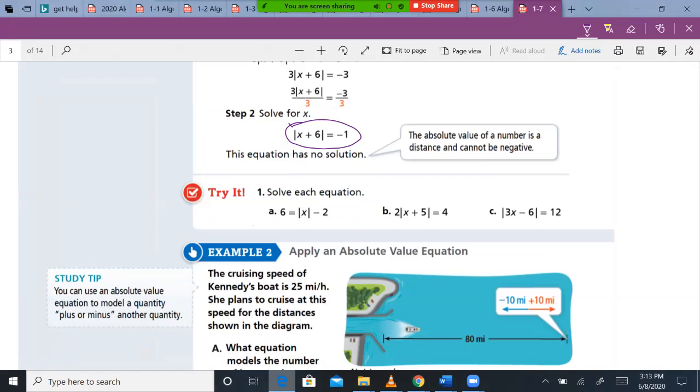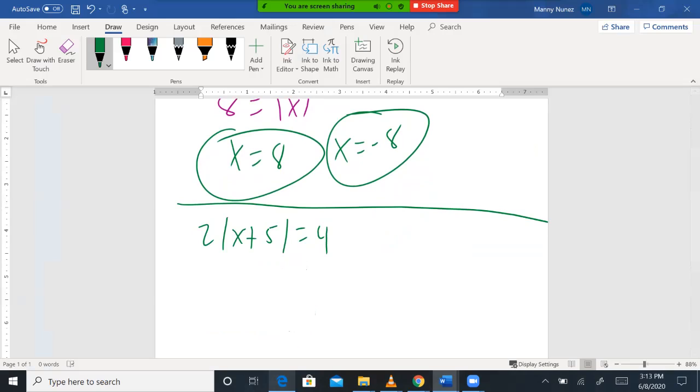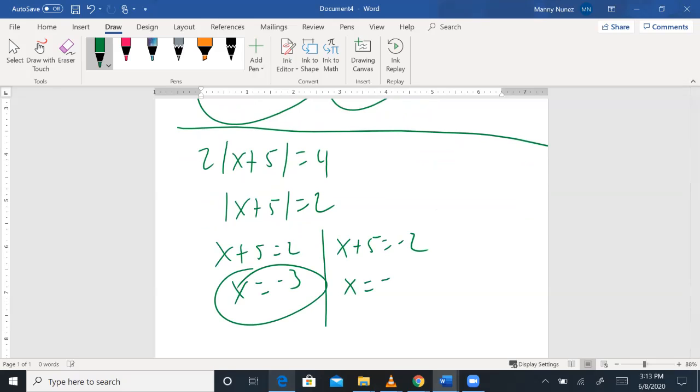Okay, let's do the next one. 2 times the absolute value of X plus 5 equals 4. You do not distribute. I'm going to draw a line to separate this. I'm going to divide by 2 first, and then I'm going to separate into 2 answers, both positive and negative. So without the absolute value, X plus 5 equals 2, and then X plus 5 equals -2. My 2 answers are -3 and then -7. That's all there is to it for that one. Okay, last one.